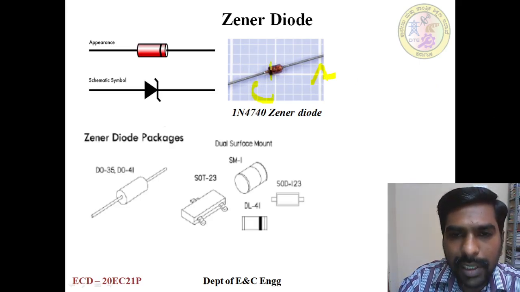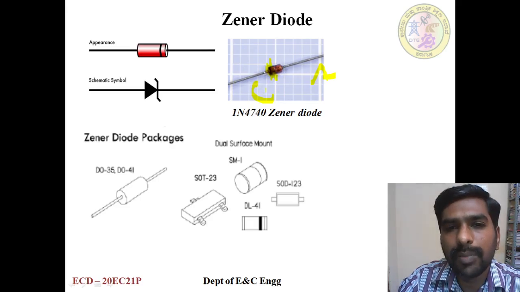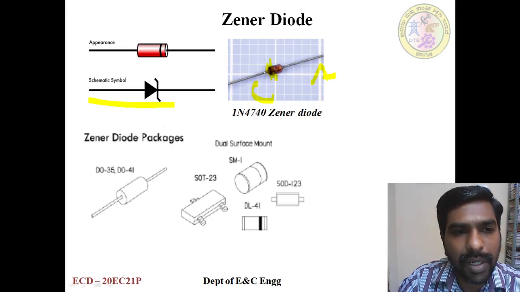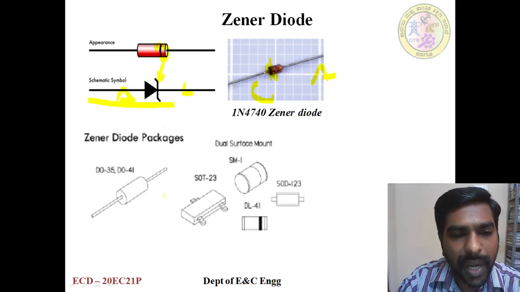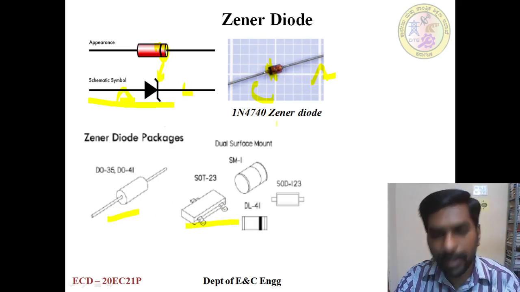How can we identify it? There is a black color tab. This black color tab indicates the cathode, and this is the symbol with an arrow mark, and there is a Z-shaped symbol. The black indicates the cathode, and this is the anode, and this is a package. This is a through-hole package, and this is a surface mount. This is about the Zener diode.